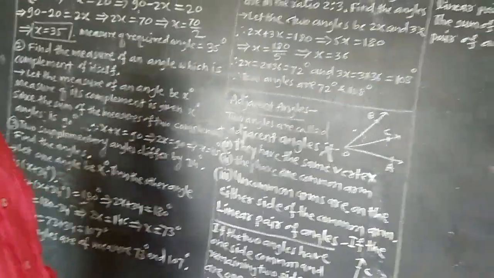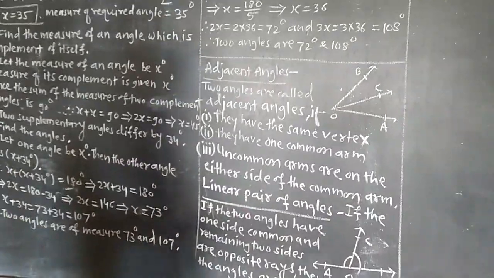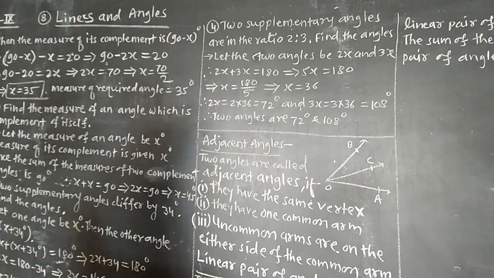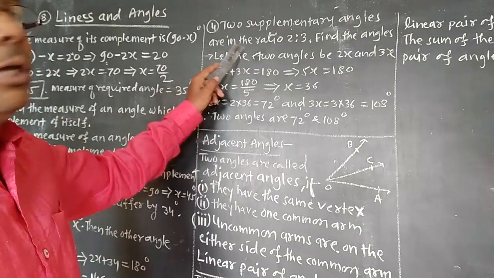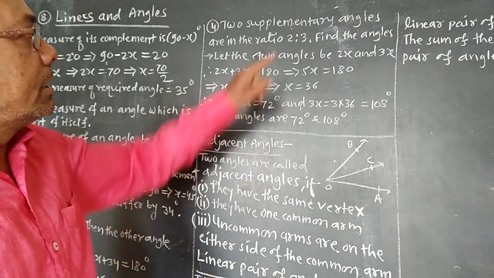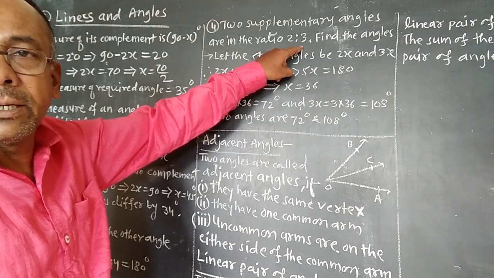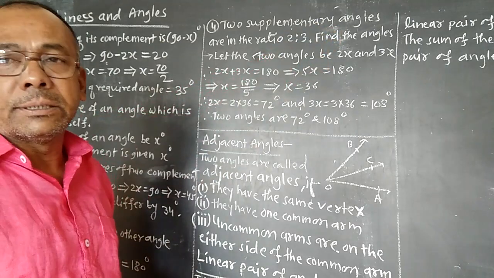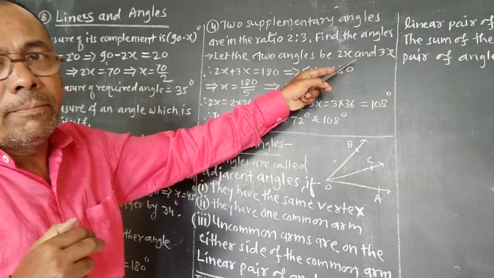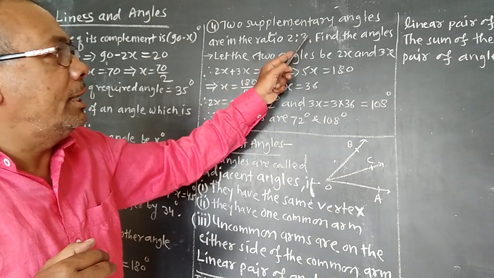Now we will see the next example. It is given that two supplementary angles are in the ratio 2:3. Here the ratio of the measures of the two angles is given. So find the angles. Let the two angles be 2x and 3x.